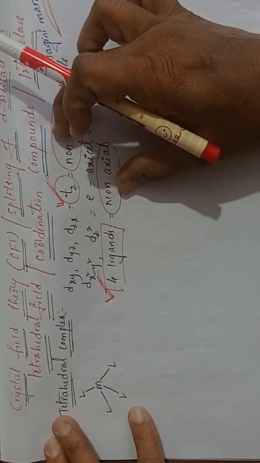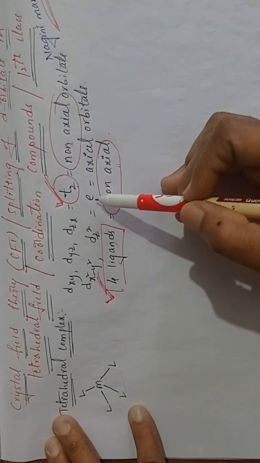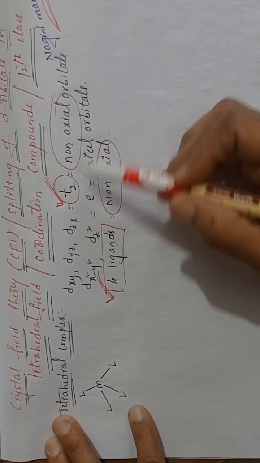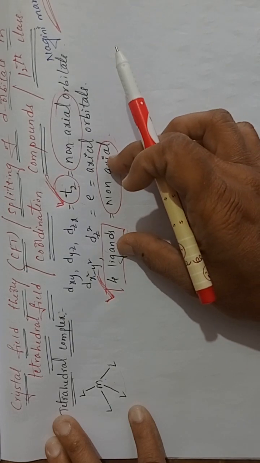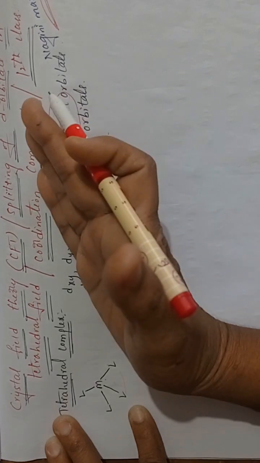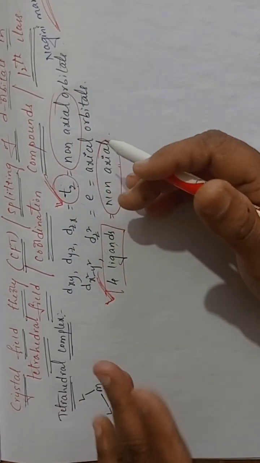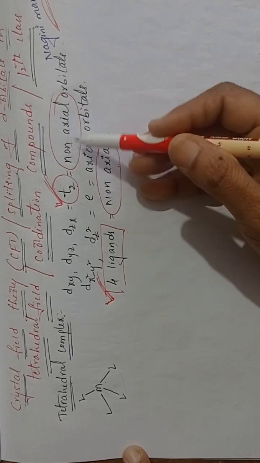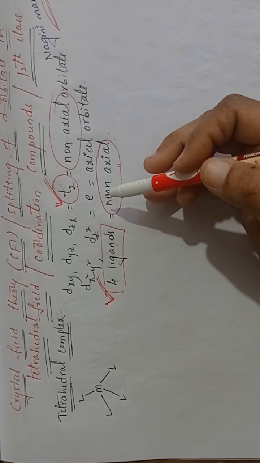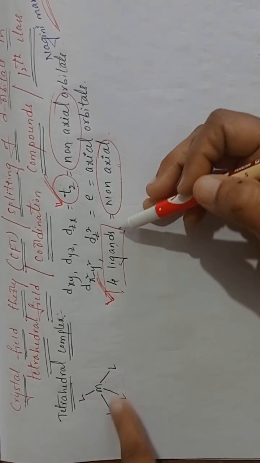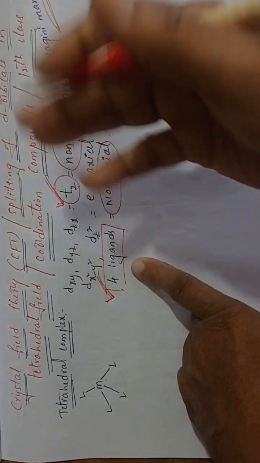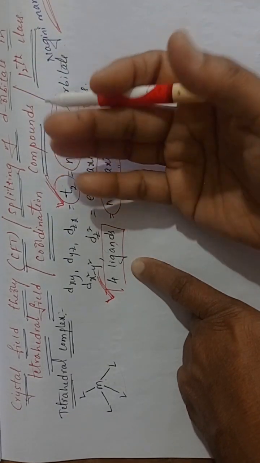Now both are in the same plane, but the e orbitals are along the Cartesian axis. That means these four ligands strongly repel the t2 orbitals, these three orbitals, because both are in the same plane, non-axial. Are you clear? So that's why they repel strongly, the t2 orbitals. So what happened? The t2 orbitals' energy is increased. That means the t2 orbitals go up.